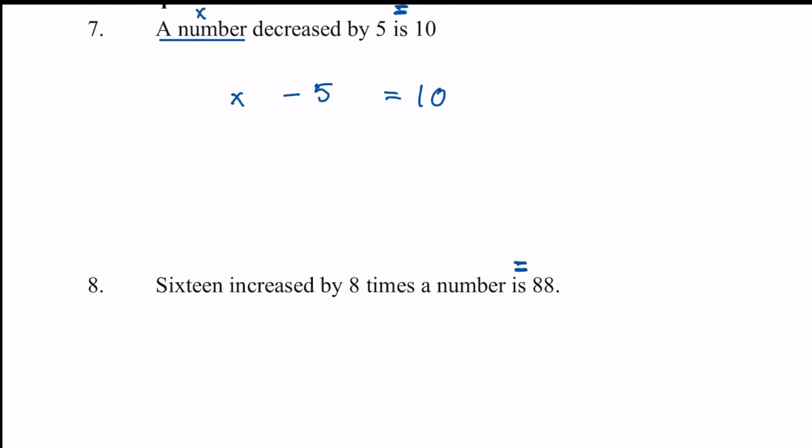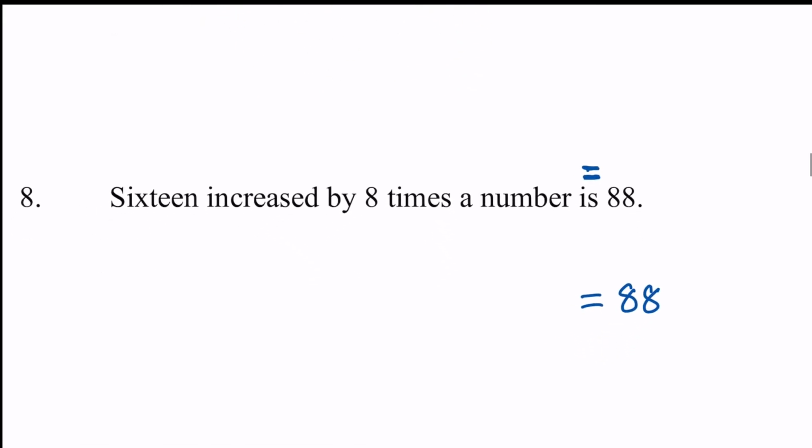So 16 increased by 8 times a number is 88. So we're going to be equal to 88. And by the way, we didn't need to solve that above. It just asked us to write the equation. So 16 increased by, so we're going to just add that, 8 times a number, and times just means multiplication here. Our number here is x, so we would end up with this expression right here on the left. And then put that with the equal, we have our equation. So 16 plus 8x is equal to 88. That's great.